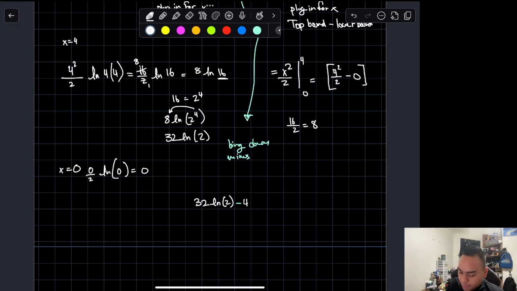And if you don't like doing the exponent rules, you can just leave it as 8 ln 16 minus 4.